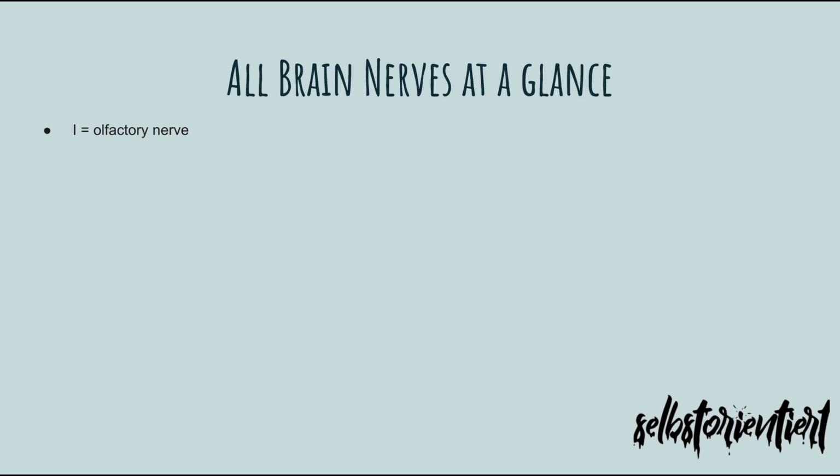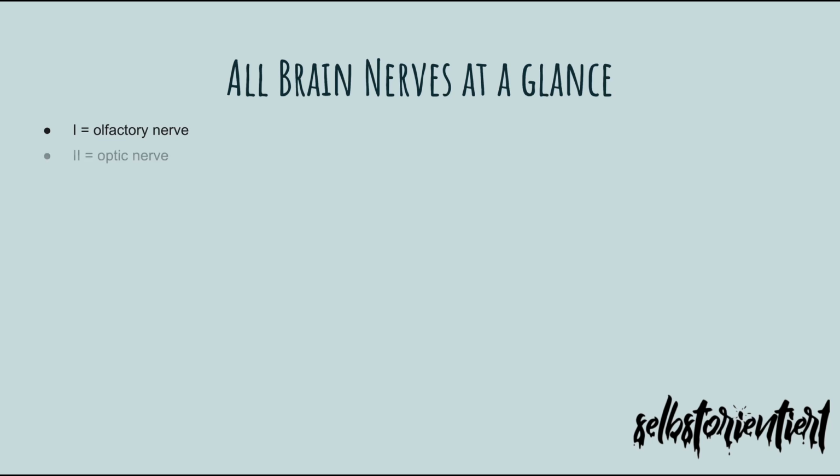Its main function is smell. Its type of fiber is merely sensitive. It should be noted that it is the only one that does not pass through the thalamus. So definitely keep that in mind when thinking about the olfactory nerve.